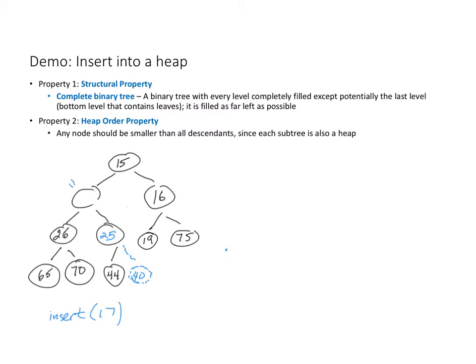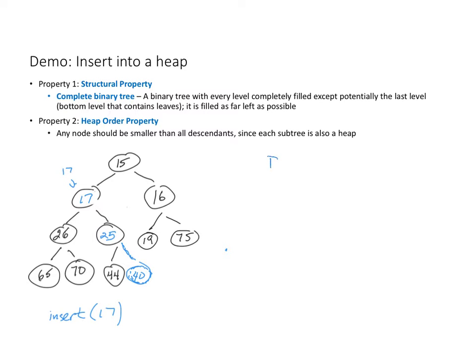Does 17 belong here? Well, does it violate our heap order property? That is, is 15 less than all of its children? Yes, it is. So we found the new home for 17, so let's go ahead and put 17 in its new home. Thus, we've finished our insertion, and 17 is now the left child of 15.